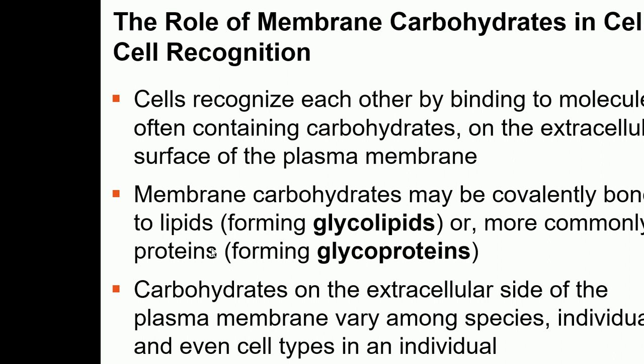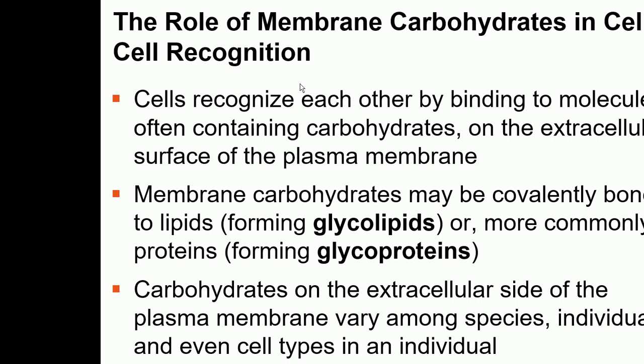And also, as we talked about, the proteins and the lipids in the plasma membrane are also attached with some sugar chains. If the proteins are attached with sugar chains, they're called glycoproteins, and if the lipids are attached with sugar chains, they're called glycolipids.